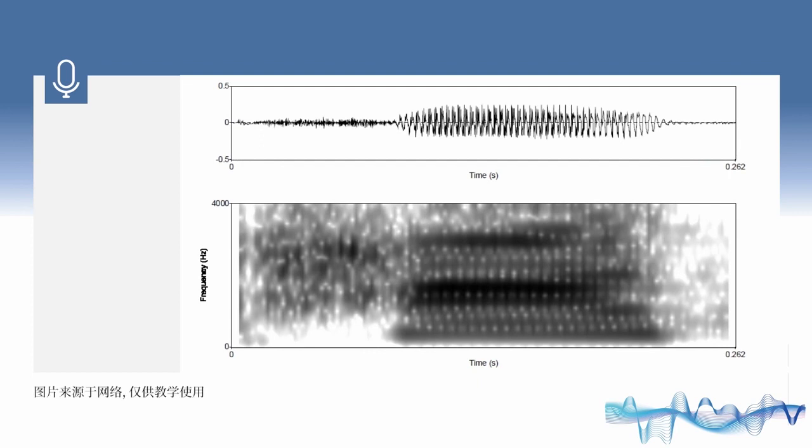Here are two pictures showing a syllable in Chinese, Ta. The upper one shows the waveform in time domain. It contains two phonemes. The part of unvoiced is T and the part of voiced is A. The features of voiced and unvoiced parts are also different in spectrogram.